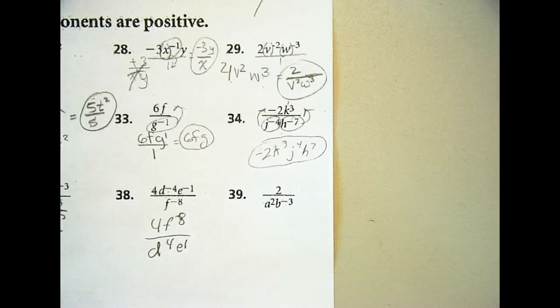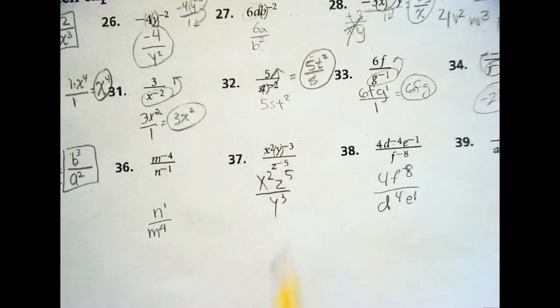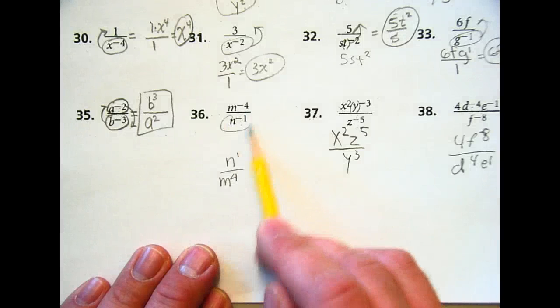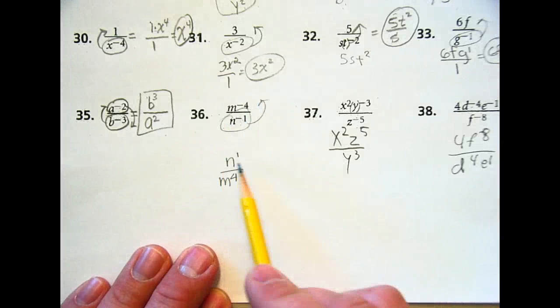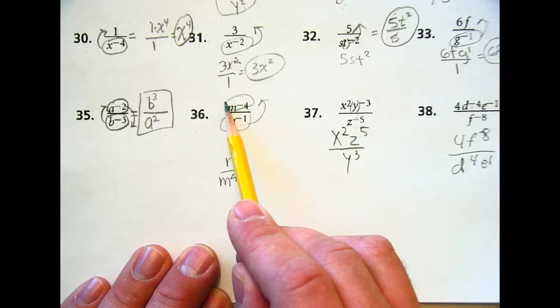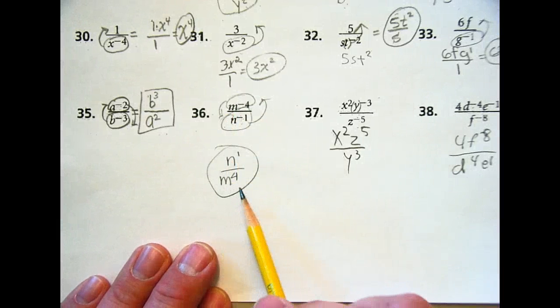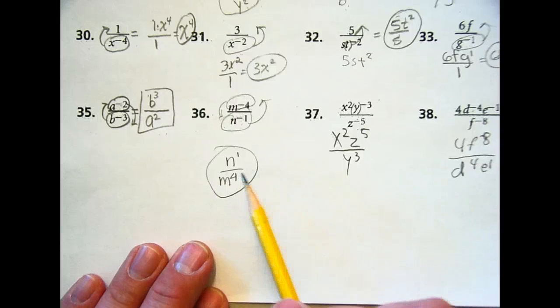How many got that? Okay. Questions on it? All right. I wanted to be done by right now, so we're not quite done. We're getting close, though. N to the first moved up because now it's a positive. M to the negative fourth moved down. Very good job. Who did that one? Got that. Good job. Well done.